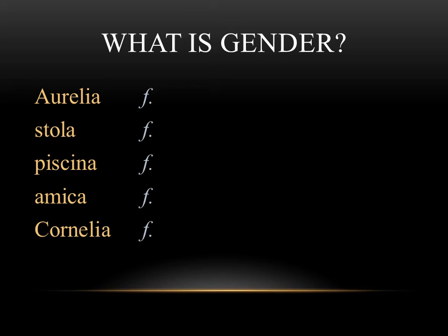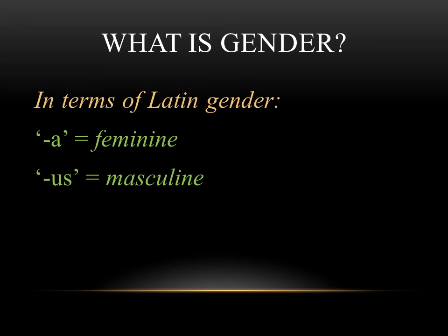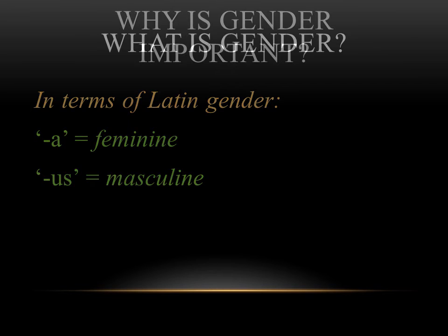And again, don't get thrown off by piscina. It's a feminine word, even though you won't necessarily associate a fish pond with women. And again, there's a pattern here. So if we look at this pattern, they're all ending in the letter A. This is another good thing to write down. The letter A is a marker of a feminine gendered word. So in terms of Latin gender, the A is feminine, the US is masculine.